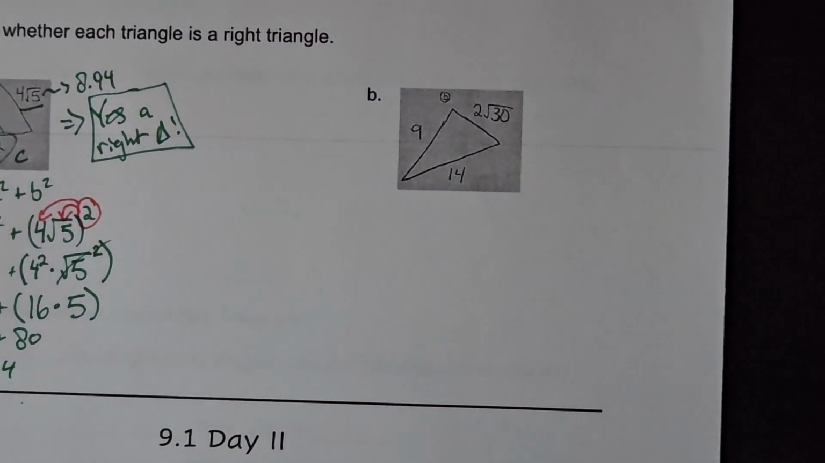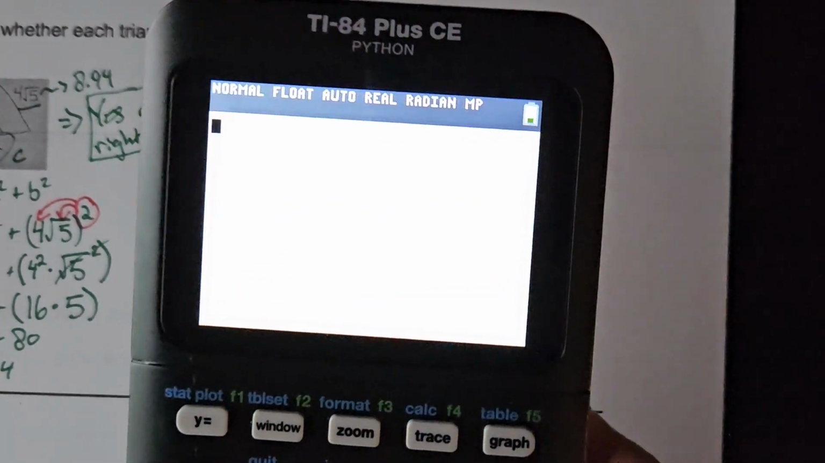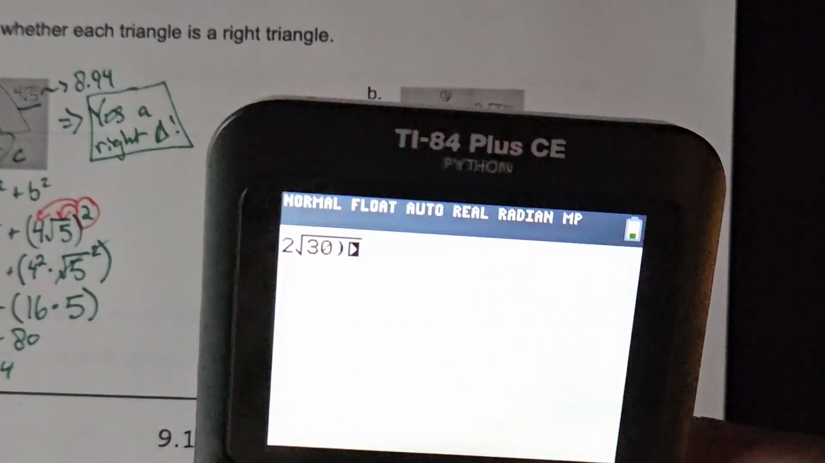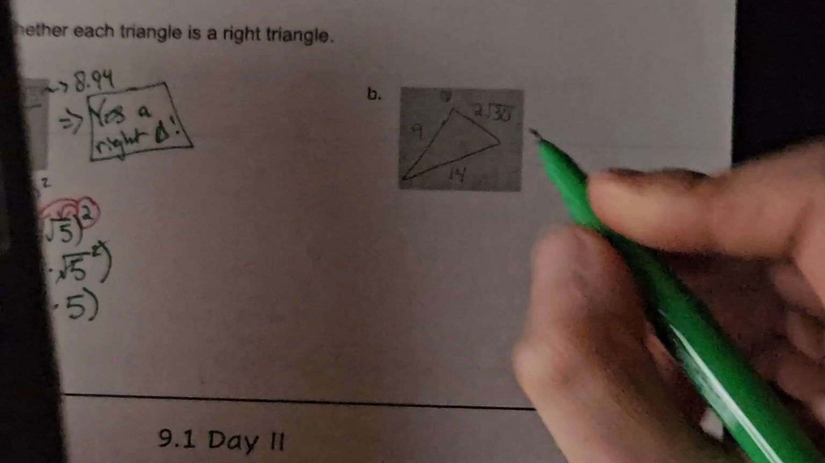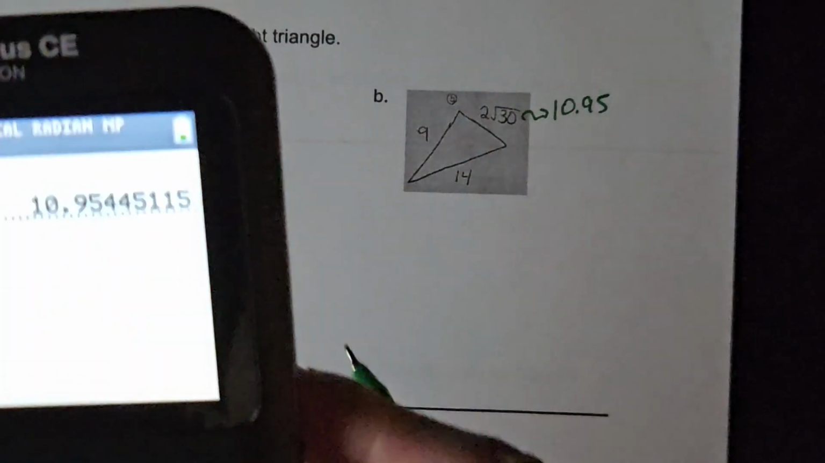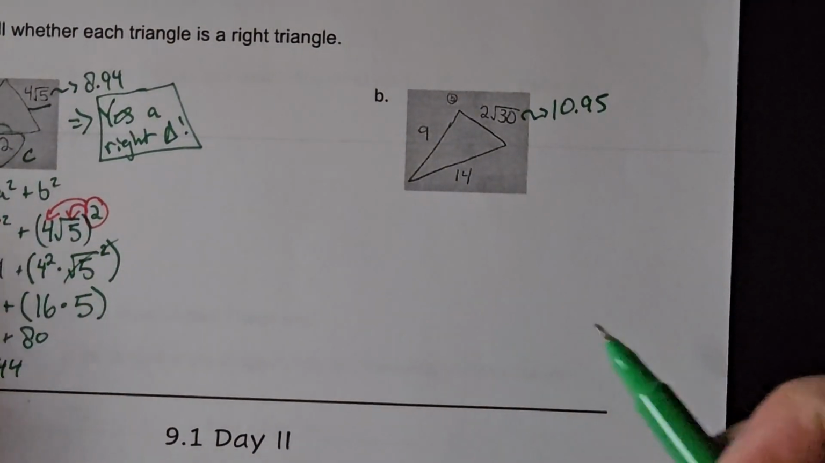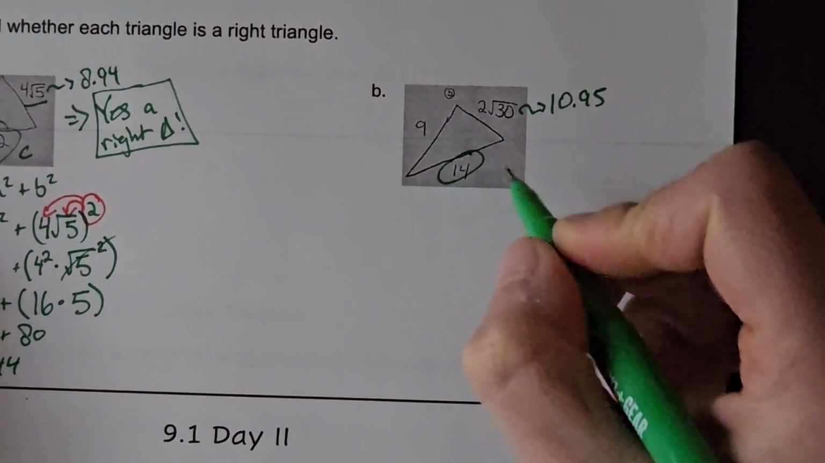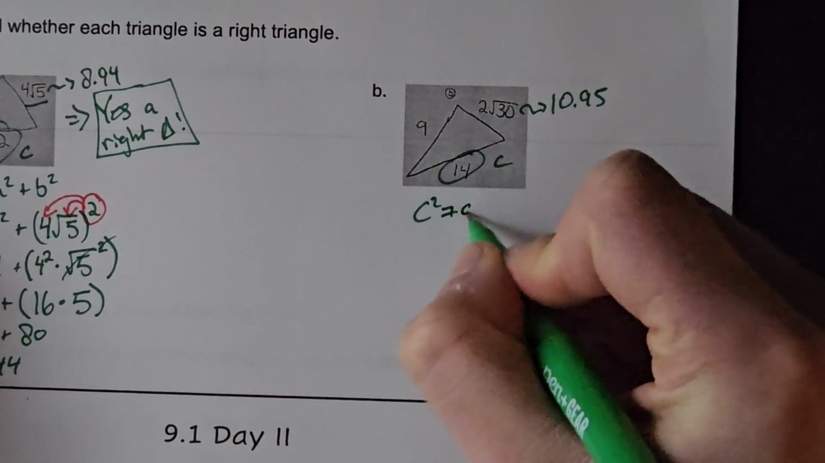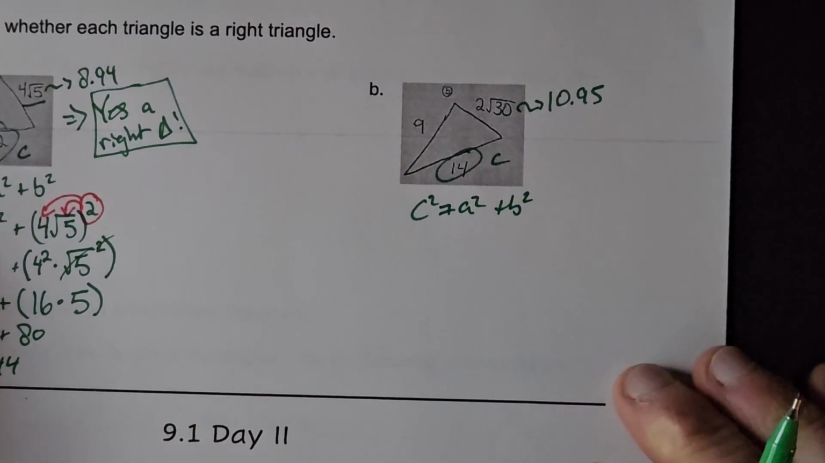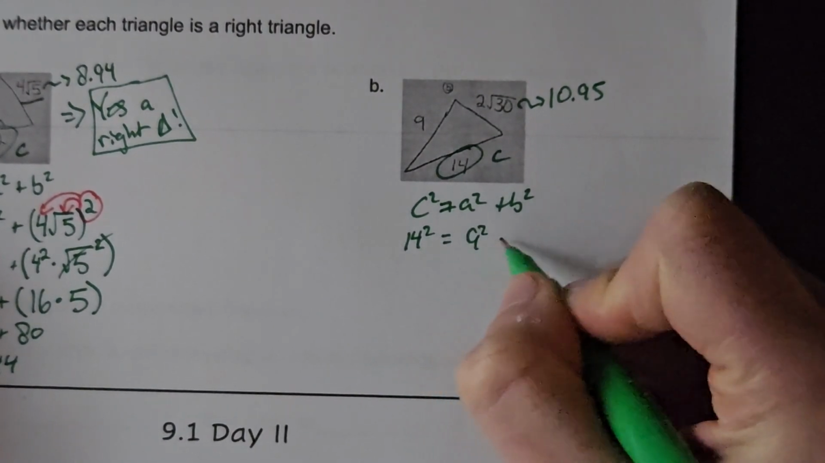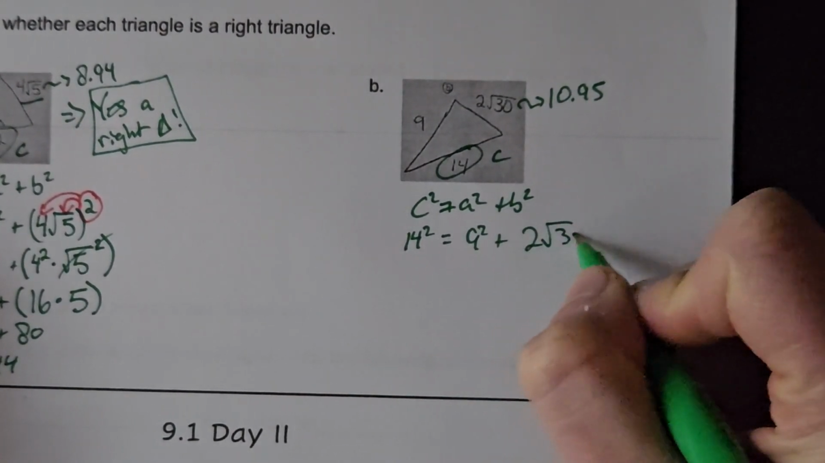We need to figure out which side length is our biggest. Opening up our calculator again. We have 2 square root of 30. Adding a parenthesis because I'm crazy like that. So I have 10.95. That is not the biggest side length we have. So 14 is going to be our C value. So I have C squared is equal to A squared plus B squared. And then I have 14 squared is equal to 9 squared plus 2 square root of 30 squared.